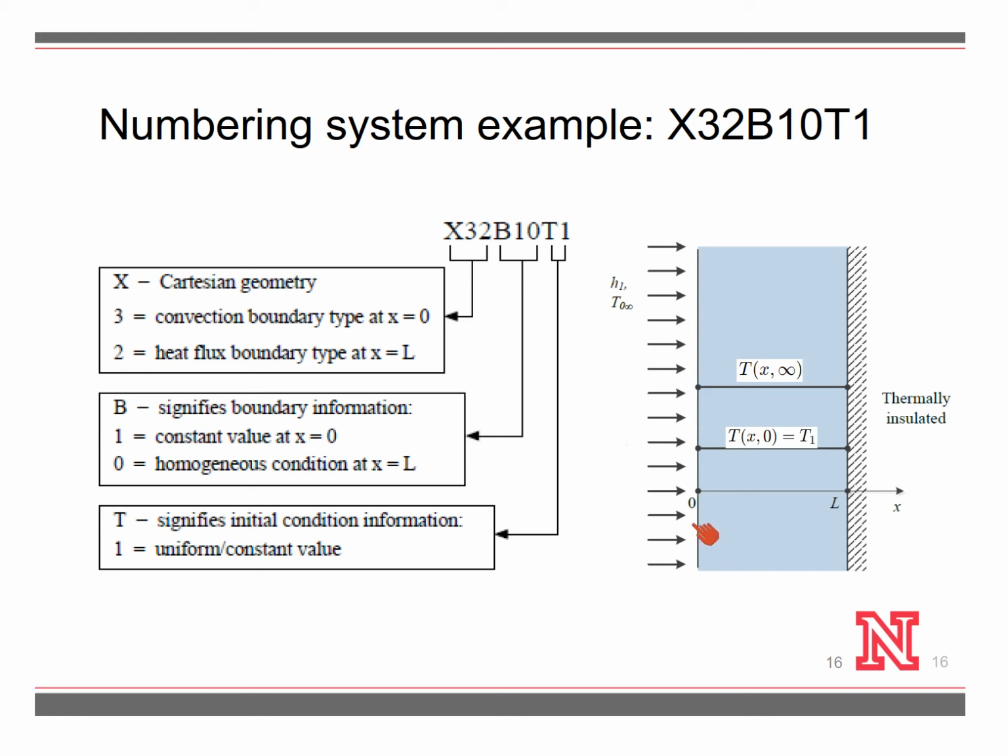So here is a constant value of type 3. The constant would be the fluid temperature and the heat transfer coefficient, specified at this boundary. The 0 says the other boundary is homogeneous. A homogeneous boundary of type 2 is insulated. The last part of the number is the T1, and the T says initial condition information is coming. So that telegraphs that this is a transient problem. The number 1 says that this is a uniform value, so a uniform initial condition here. So that's a number for a slab condition.